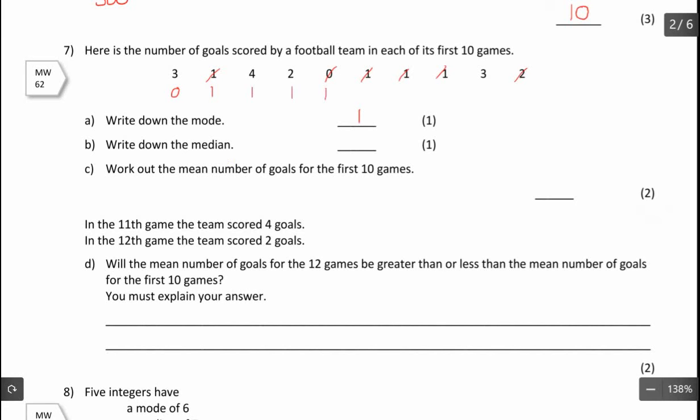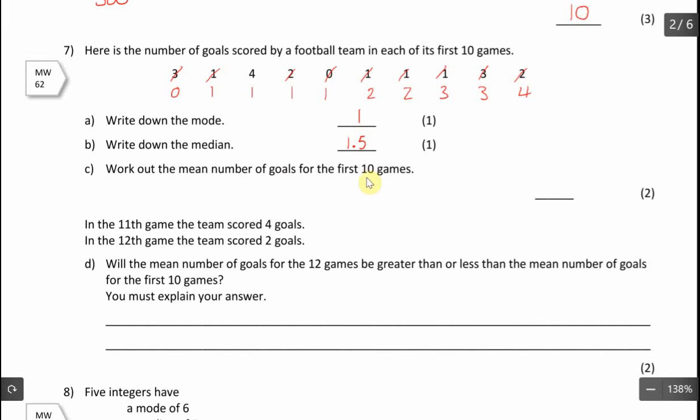And then onto the 2s, we've got 1, 2 2s, 2 3s, and finally a 4. And the median will be between the 5th and the 6th game. So actually it would be 1.5. So when we've got an even number of data, like we do here, it's between 2 of them.